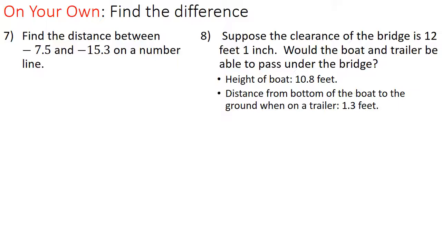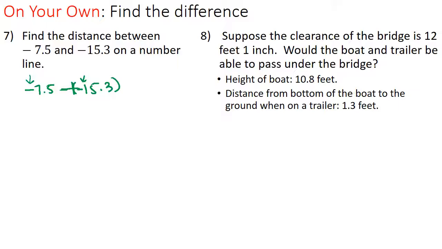So we're going to find the distance between negative 7.5 and negative 15.3 on a number line. So in order to do that, what we have to do is we have to take the difference of these two numbers. So we can take this negative 7.5 minus a negative 15.3. Since we are minusing a negative number, we are actually going to change this into adding a positive number. So we now have a negative plus a positive, which we can treat like regular subtraction.